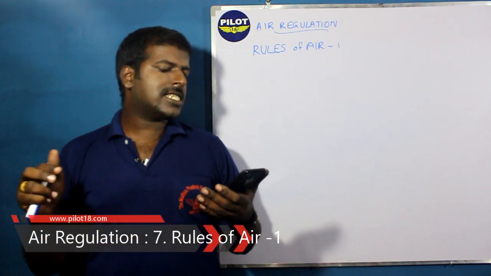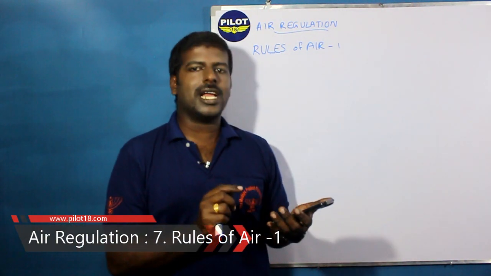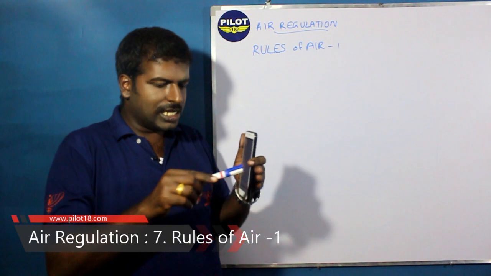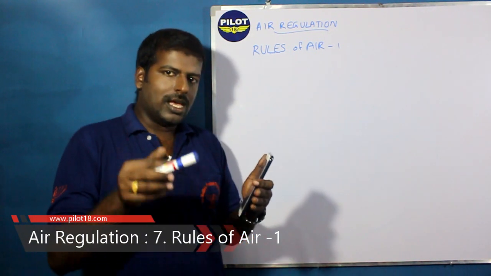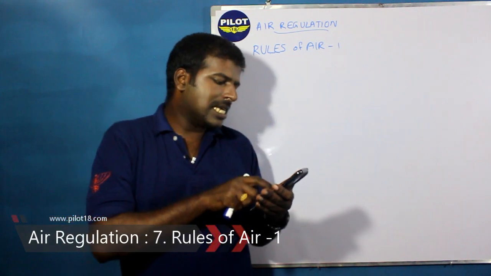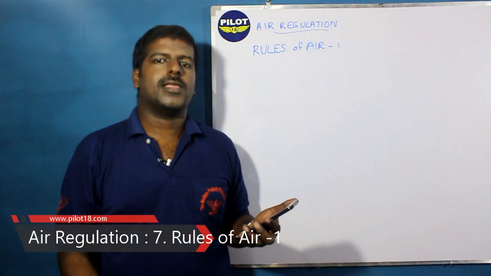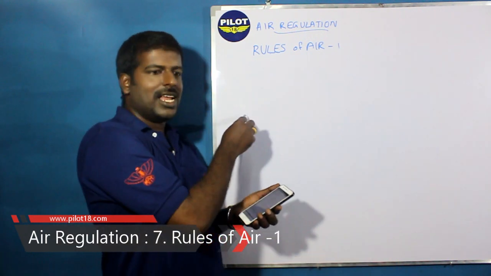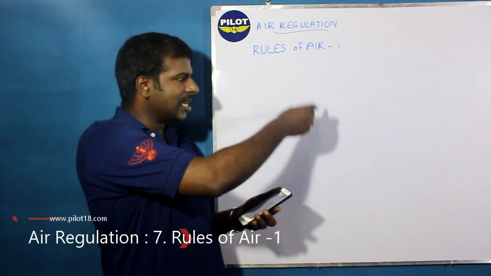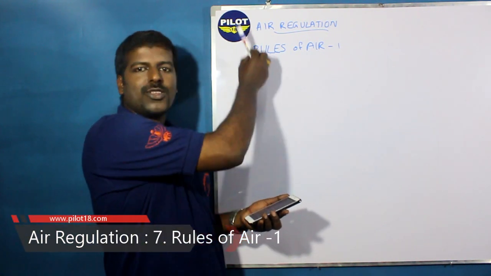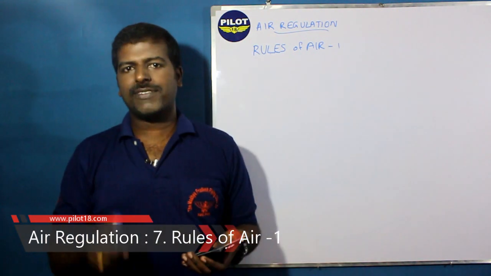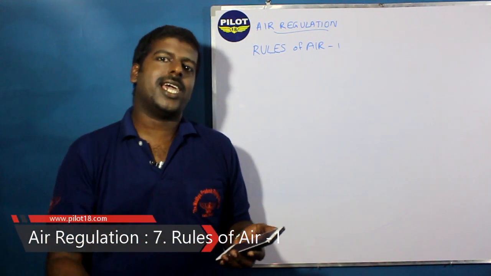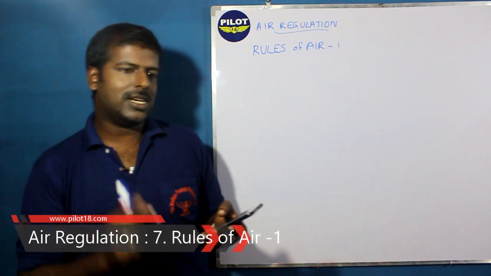When two aircraft are on a converging course, the one which has the other on the right shall give way. When two aircraft are on a converging course, the one which has the other on its right shall give way. Here we learn that in the air the one which has the other aircraft on its right has the right of way. Here in surface movement, the one which has the other on its right shall give way to the other. That is the difference.